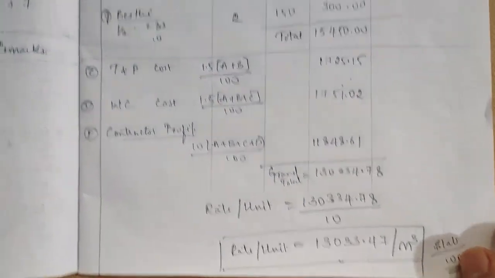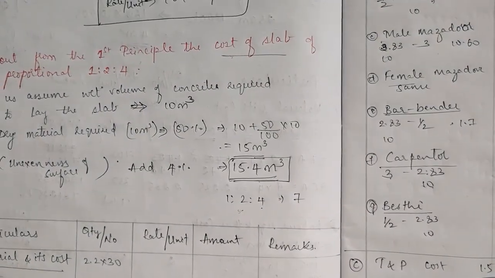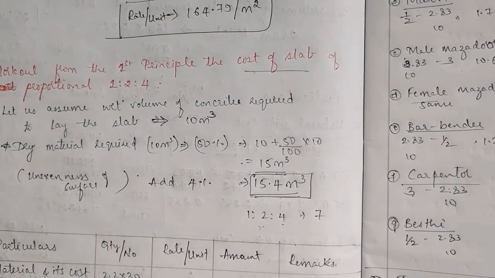Okay, so this is how we analyze the rate for the slab work. So we'll go to the next problem, the fifth one.